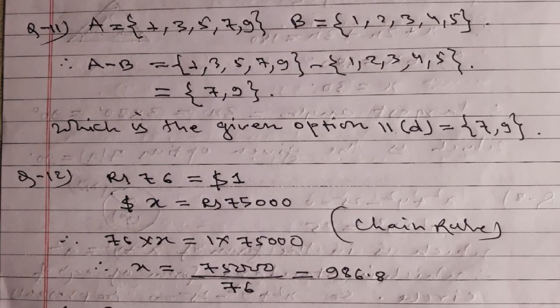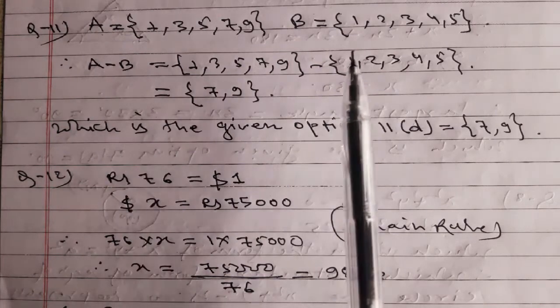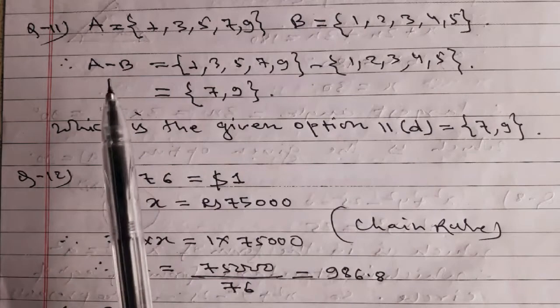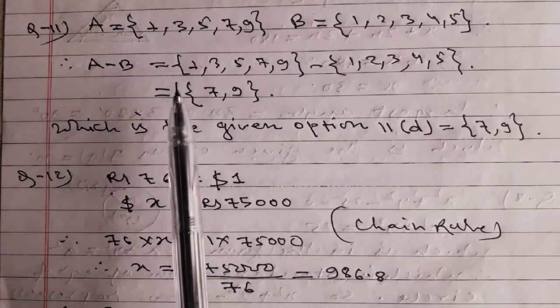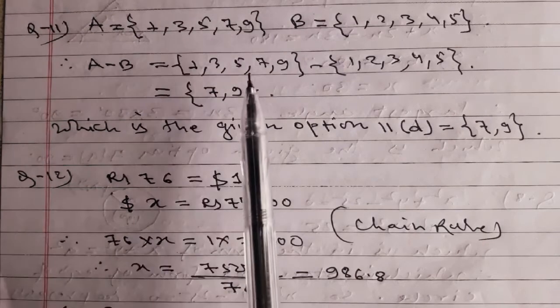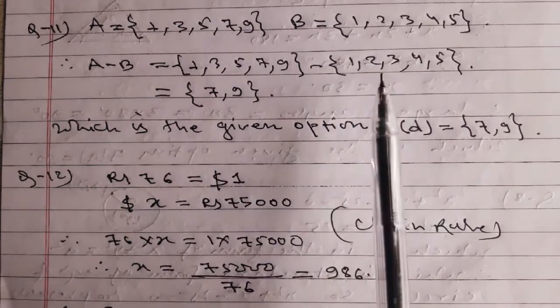Question number 11. Solution of question number 11. We are given two sets A and B and we have to find the difference of the given two sets, A minus B. A minus B is equal to set A minus set B.